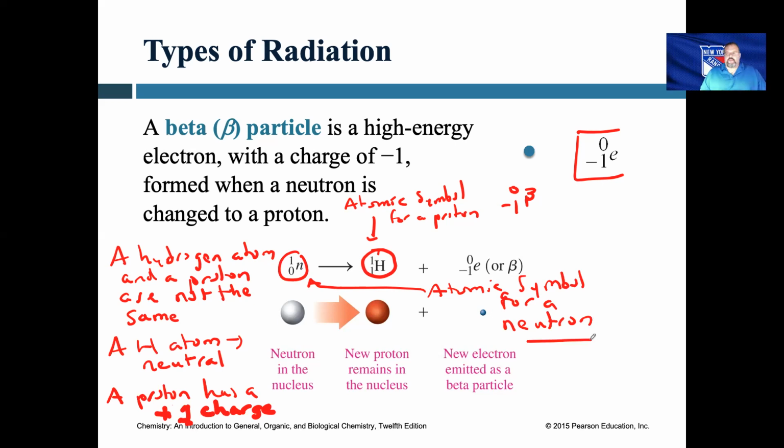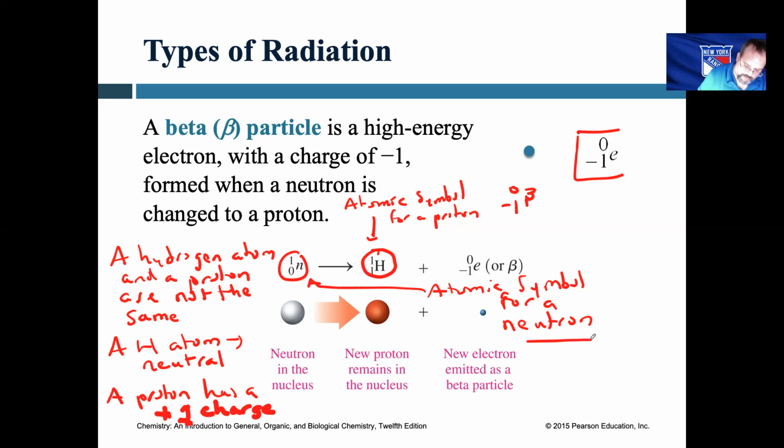A neutron has no protons, so in theory, the atomic number would be 0. It would have no protons and 1 neutron, so 0 plus 1 is 1. So the mass number would be 1, and then we use a small n to represent neutron.